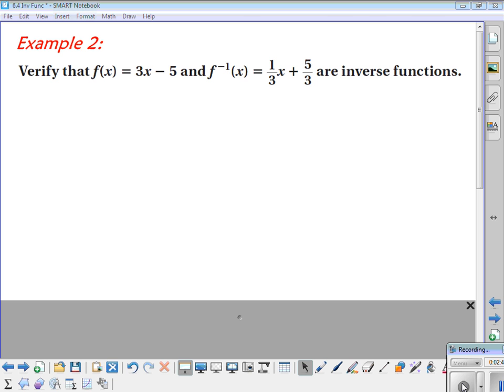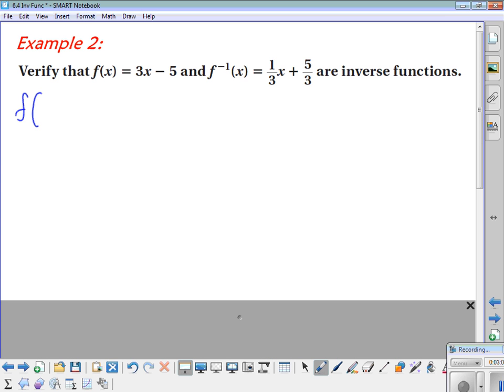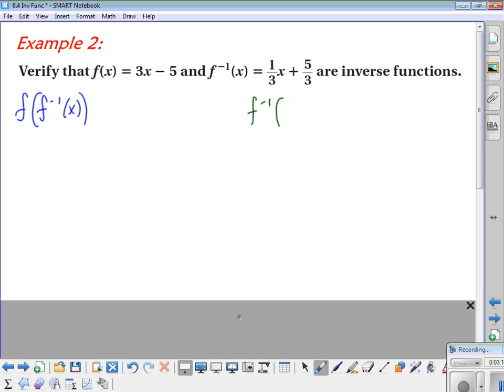All right, so what we're going to do now is verify that f of x is equal to 3x minus 5 and f inverse of x is 1/3 x plus 5/3. We're going to verify that they are inverse functions. So what I mean by that is I'm going to look at f of f inverse x, and I'm going to look at f inverse of f of x.